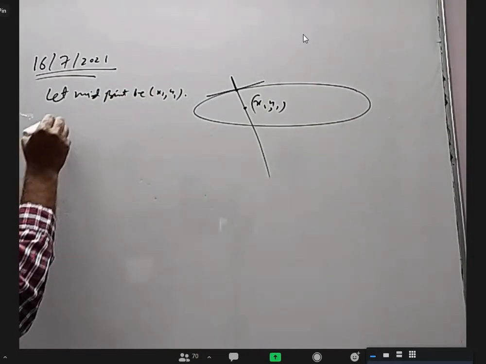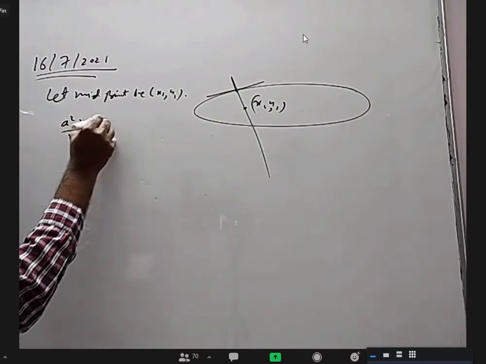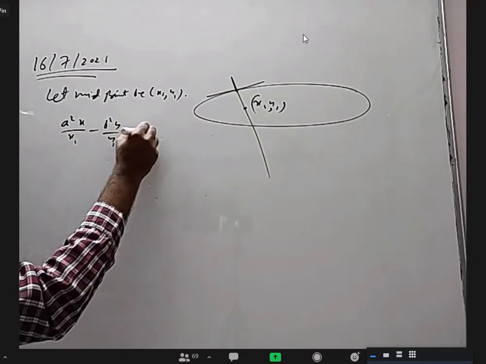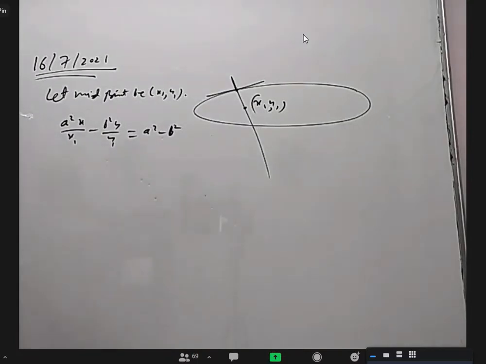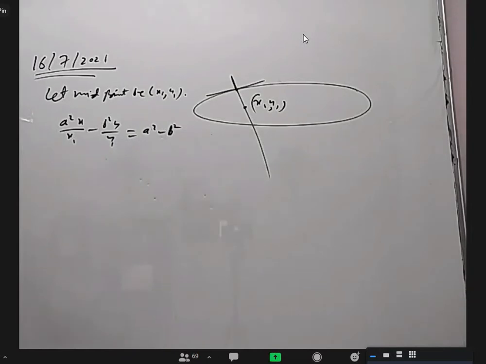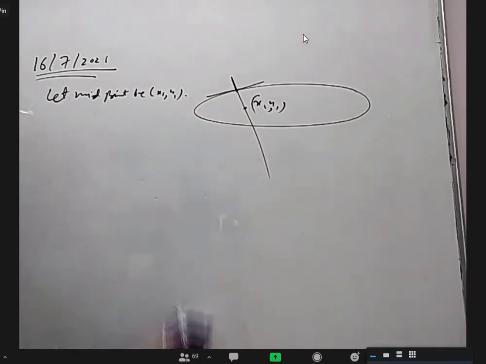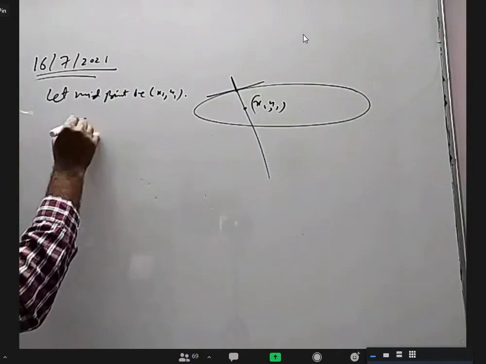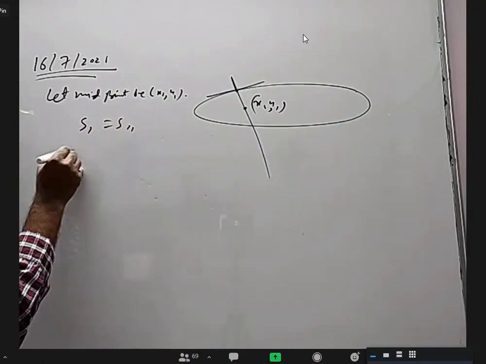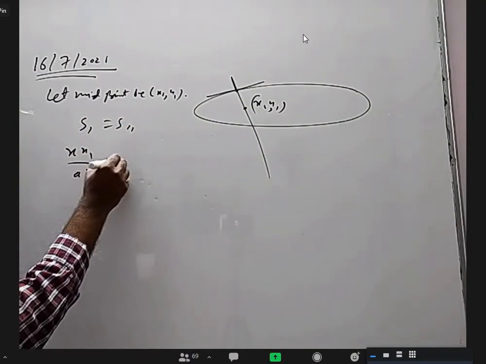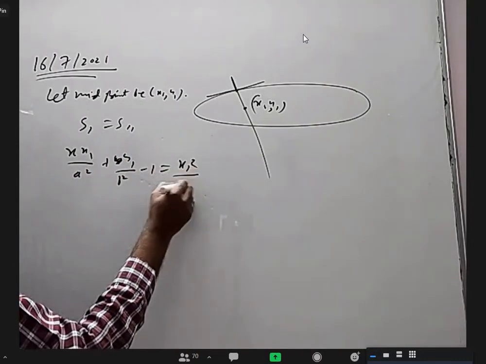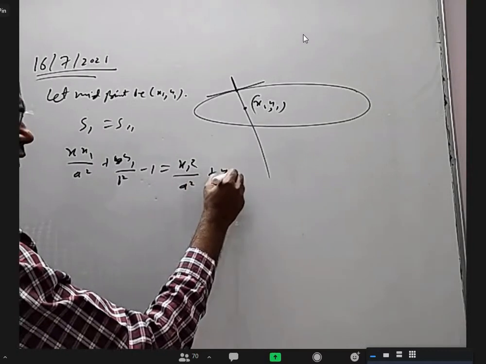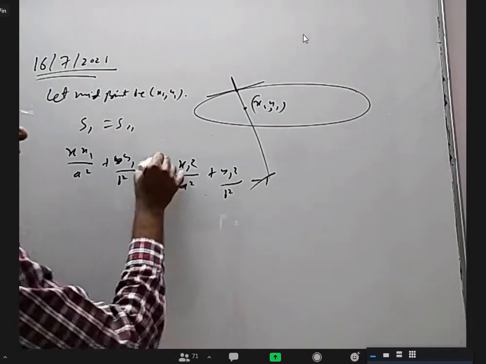Then what is the equation of the chord? A square x by x1 minus b square y by y1 equal to a square minus b square. Not normal, sorry. S1 equal to S11 I should use, sorry. If I take the midpoint as x1, y1, the equation of the chord is S1 equal to S11. x x1 by a square plus y y1 by b square minus 1 equal to x1 square by a square plus y1 square by b square minus 1.